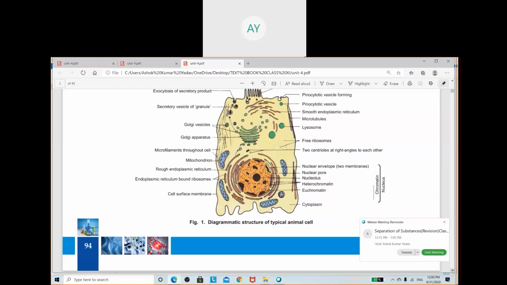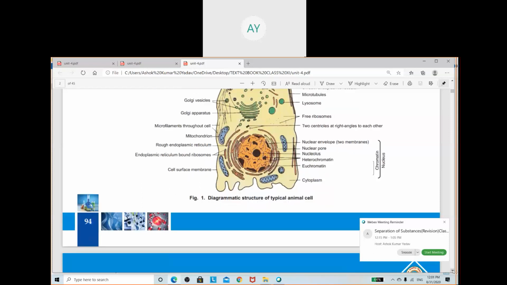And definite shape occurs in the case of the plant cell due to the presence of the cell wall, and the animal cell has no definite shape because of the absence of the cell wall, only the cell membrane is present. So all of you try to know and try to draw the diagram of the plant cell and animal cell as homework, along with the differences between them. Are you facing any problem regarding understanding of plant cell and animal cell?